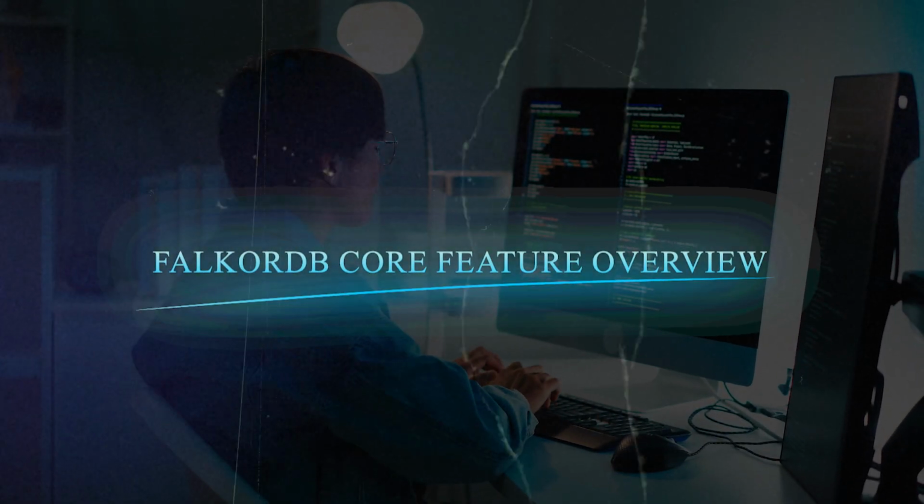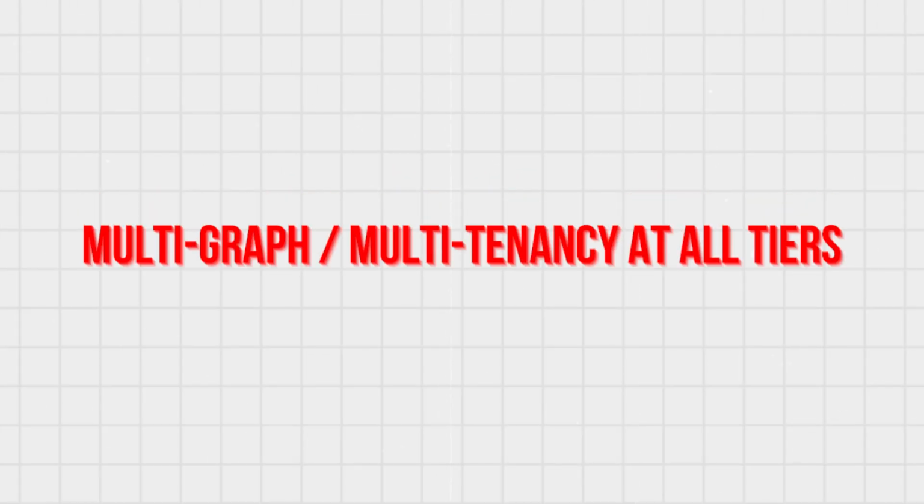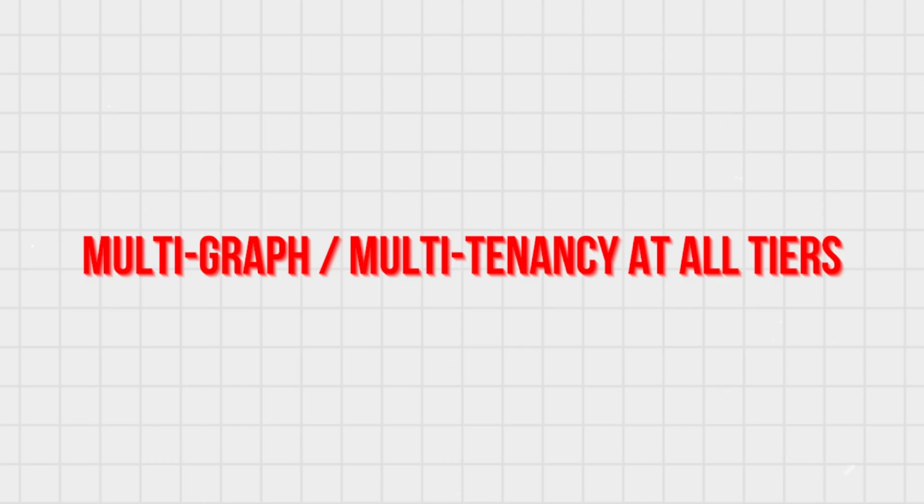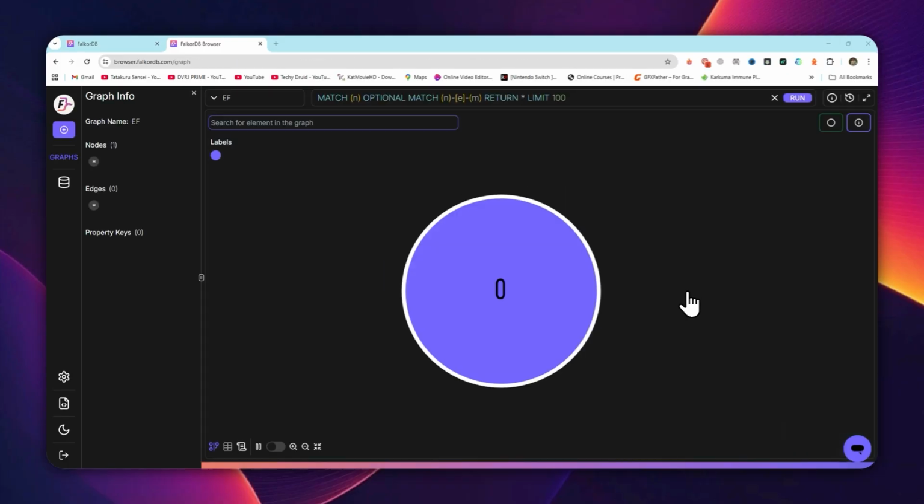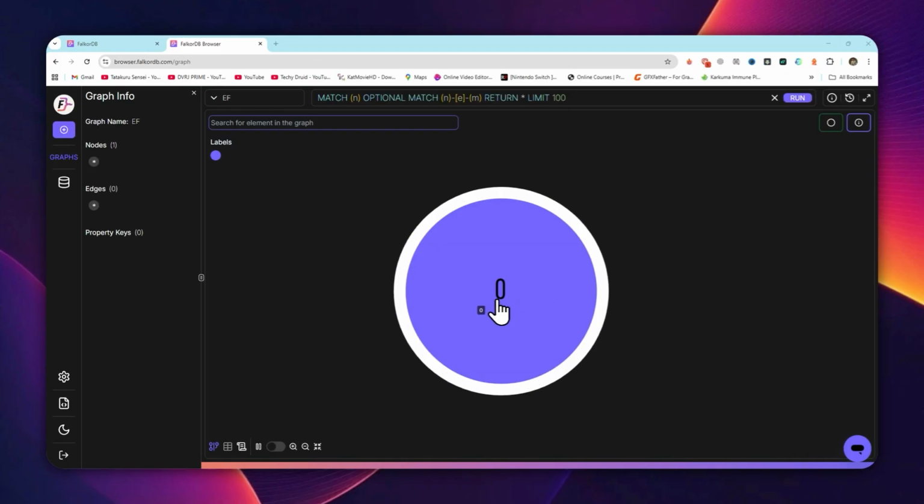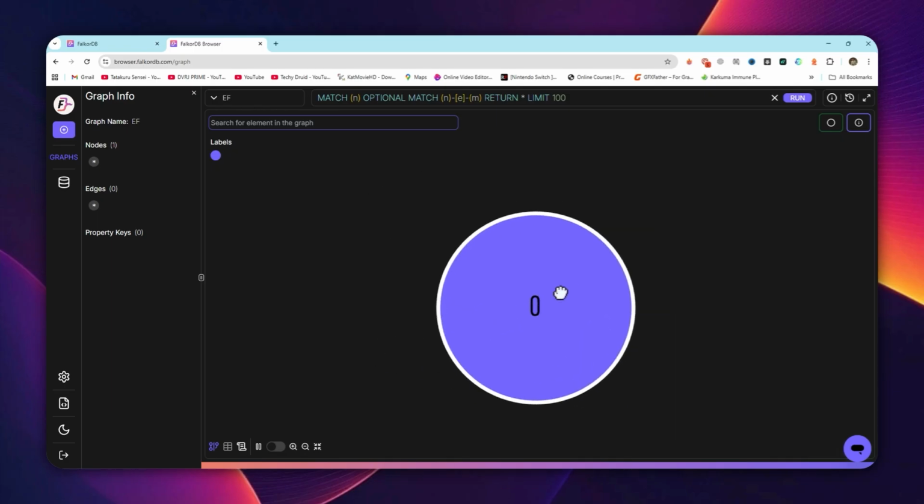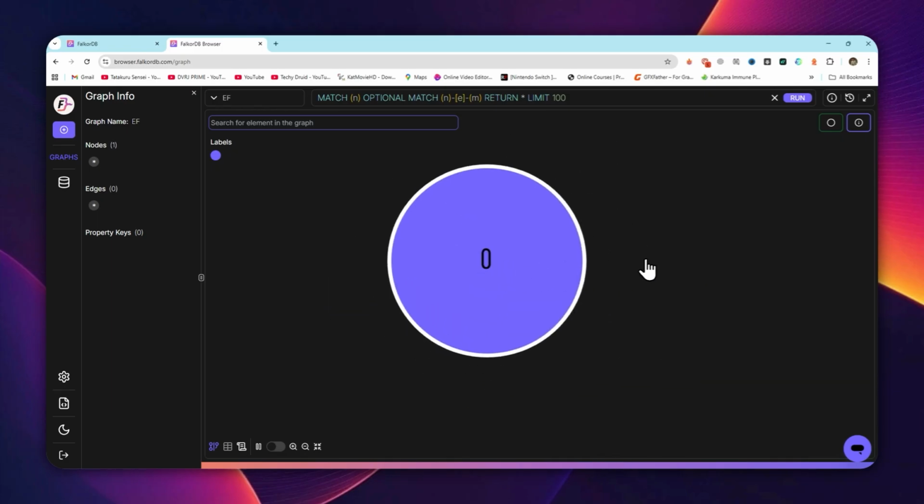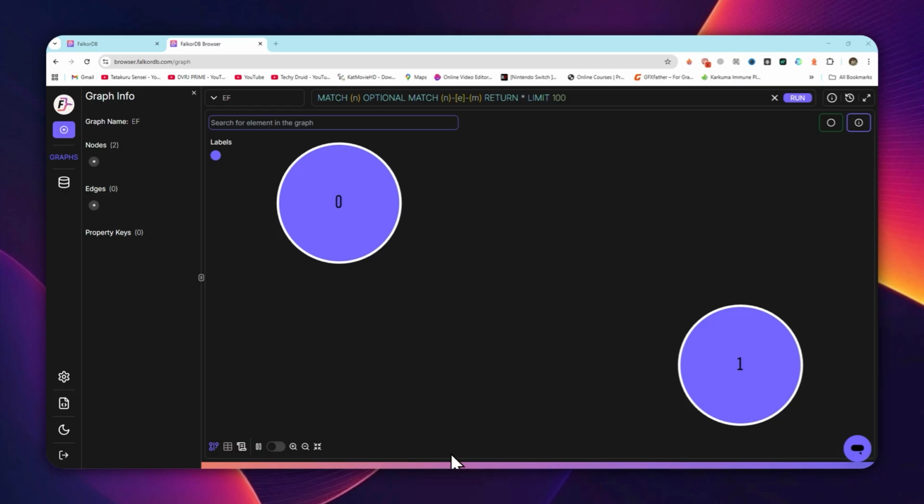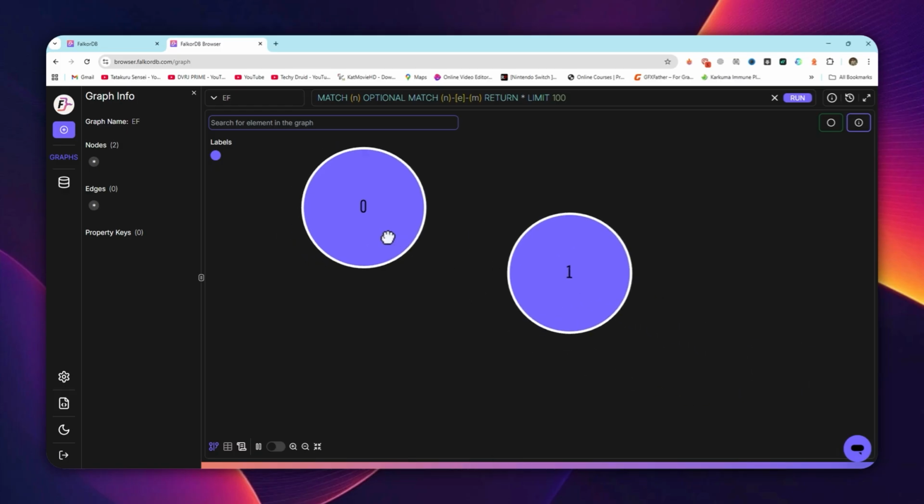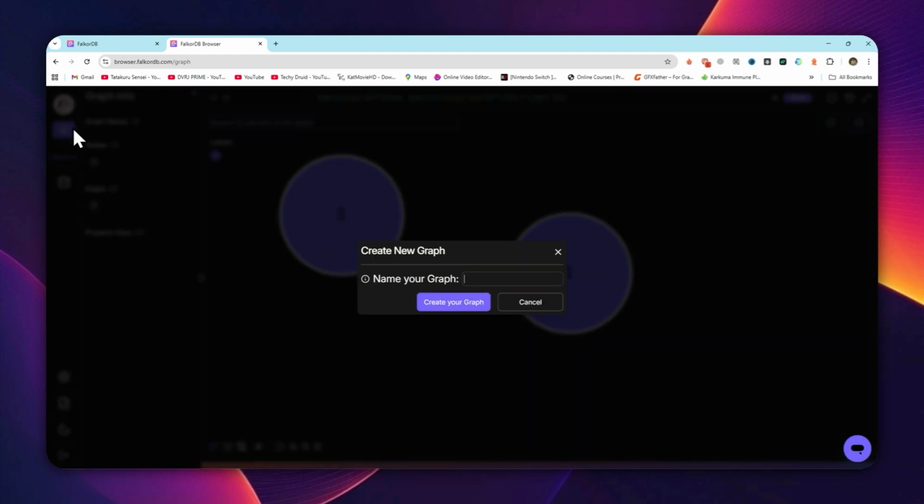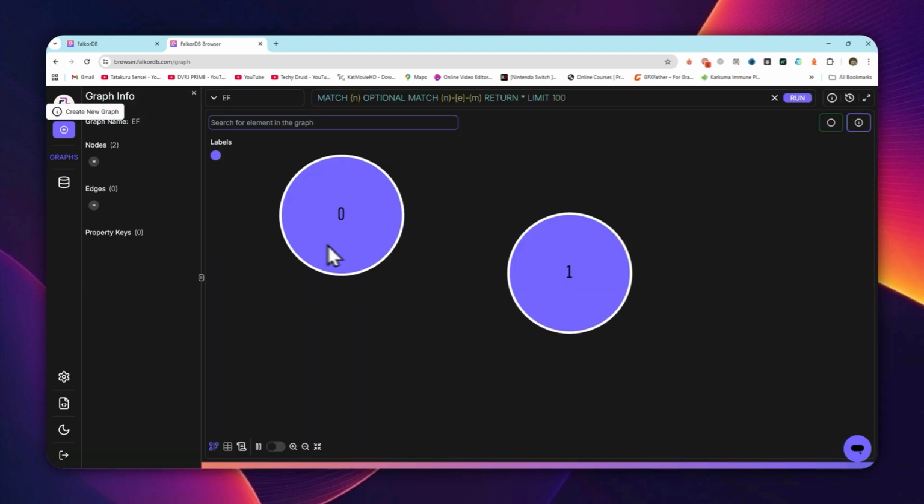FalkorDB Core Feature Overview. Multi-graph/multi-tenancy at all tiers. FalkorDB supports over 10,000 isolated graphs in a single instance, making it possible to run multiple datasets, agents, or applications without interference. Because multi-tenancy is available across all tiers, developers are never forced into enterprise pricing to access essential scalability.